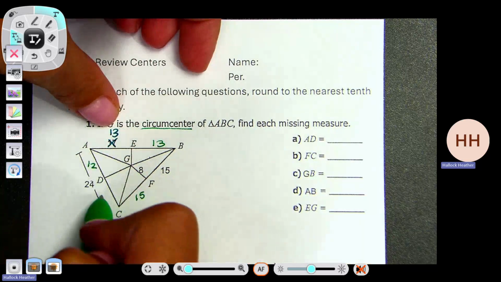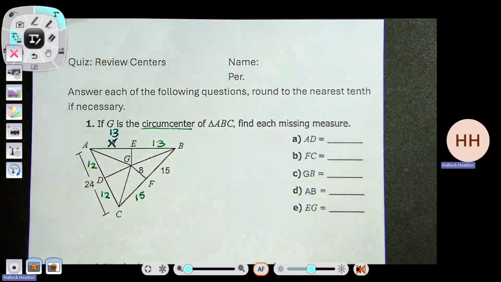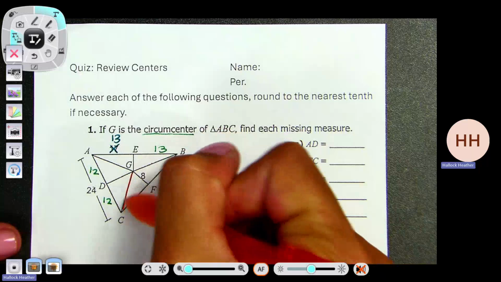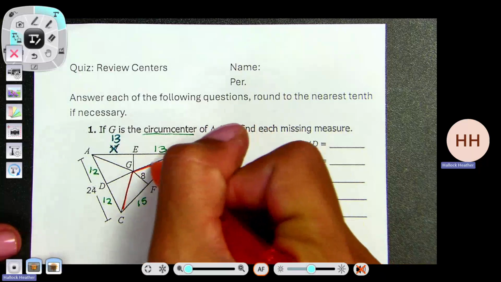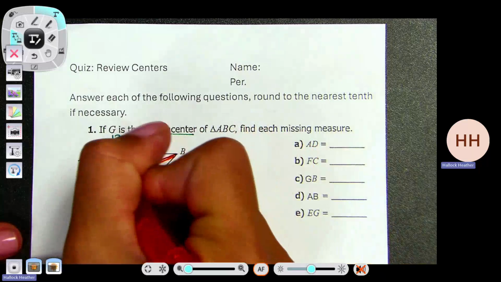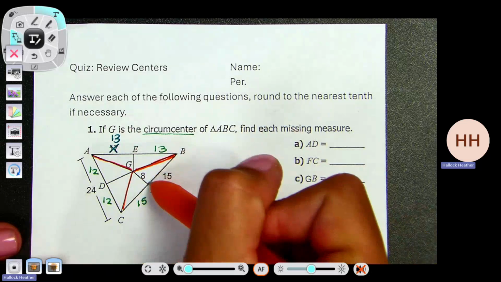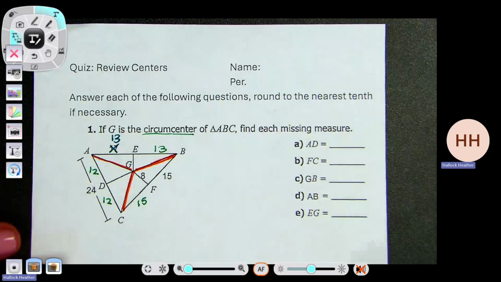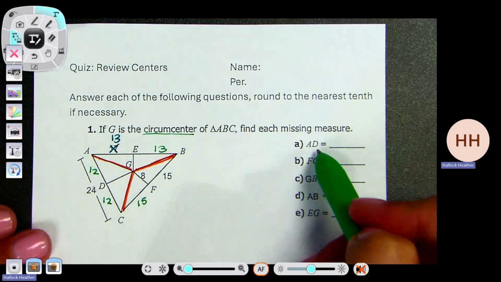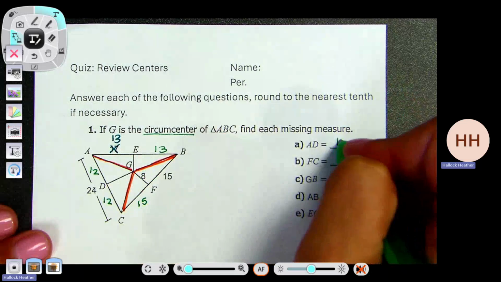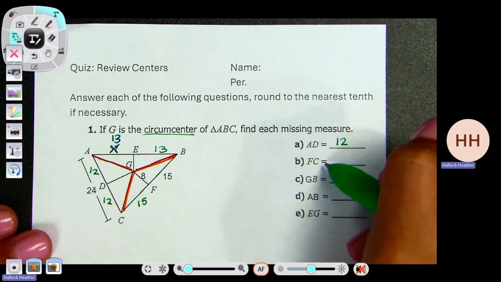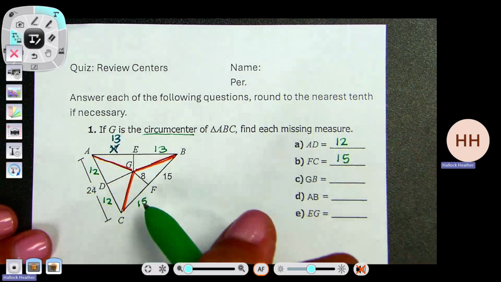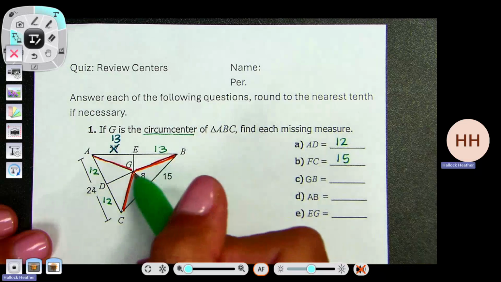That's 12 and 12. The other important thing about a circumcenter is that the hypotenuses inside the triangles would all be congruent. Those would all be the same. But 8, I cannot move around because those are not the same. So we're going to find A to D. A to D is 12. F to C is 15. B to G, we do not have a number.